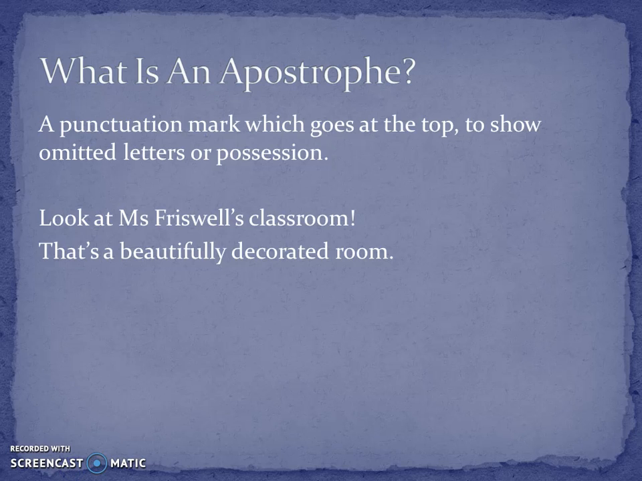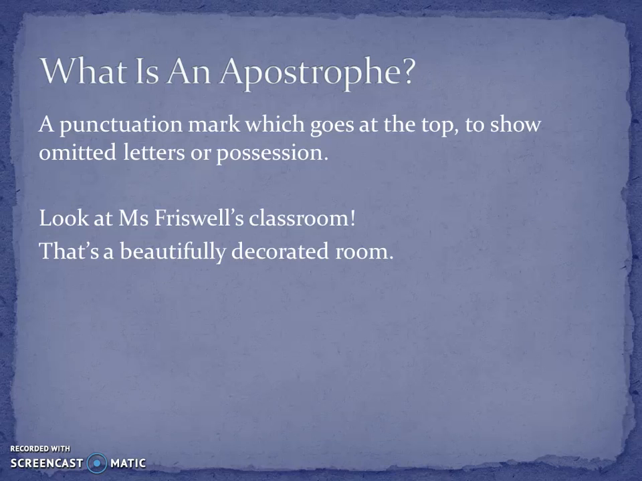What is an apostrophe? It's a punctuation mark which goes at the top, and it's probably the only one in common use that only goes at the top, so you know which one it is. Others either go at the top and the bottom, or the bottom. Its purpose is to show omitted letters, that means letters you've left out on purpose, to show it's not a spelling mistake, or to show possession, to show who owns something.